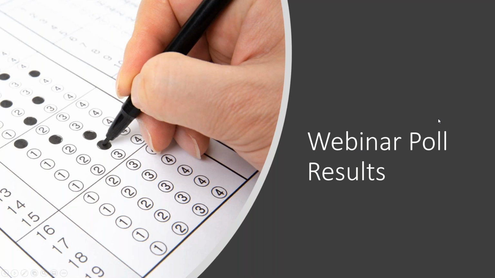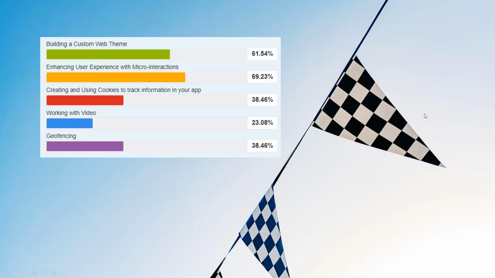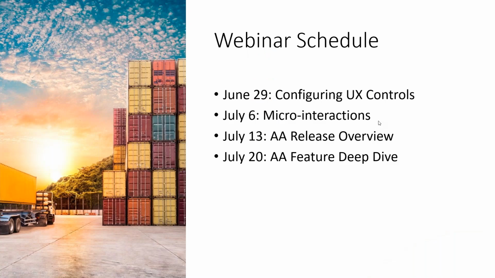But before that, I want to talk a little bit about our webinar poll results. We did have a poll up on the forum. It was up there for about a week, a little bit under a week, I think. And we had really good feedback on it. Here are the results. The top two are building a custom web theme and enhancing user experience with micro interactions. If you don't know what micro interactions are, we will be talking about that on July 6th because it won.